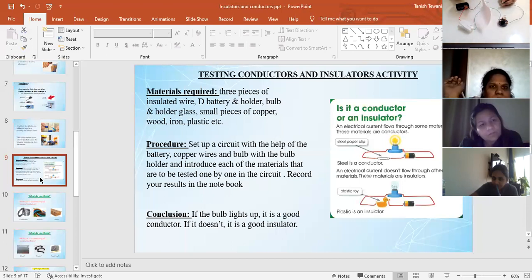Now I am taking this plastic spoon. Is the bulb glowing? No, ma'am. Why? Because it's not a conductor. It's an insulator, and an insulator does not carry electricity. Now I'm taking this metal wire, which we use at our home. Is the bulb glowing? Yes, ma'am. So this wire is a conductor.